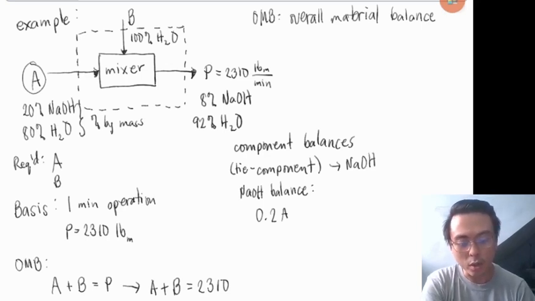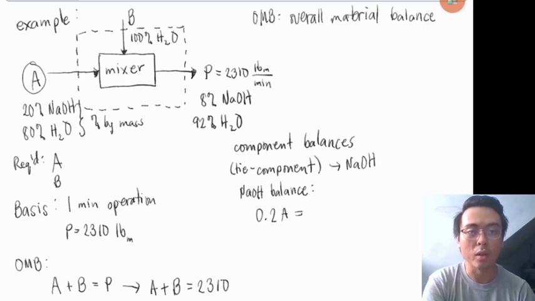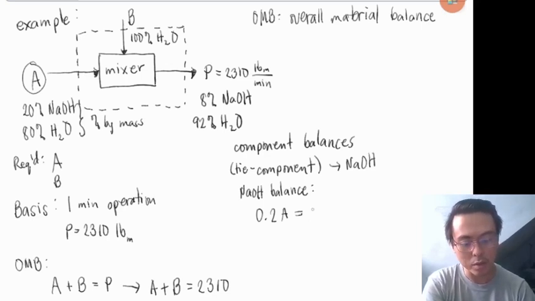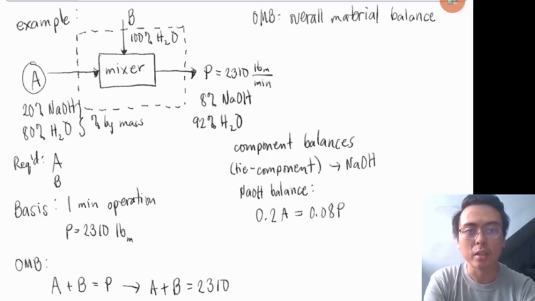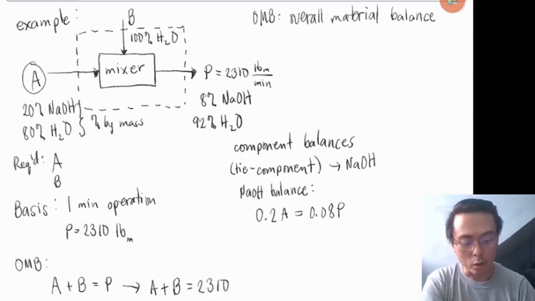Okay? And that should be equal to 8% of the output stream P, 0.08 P. That is your complete sodium hydroxide balance. Because sodium hydroxide is only involved in two streams, you should only have two terms in your material balance equation. Okay? Now, to simplify further, we can already substitute the value of P because it's a given, that's 2,310 pounds. So therefore, 0.2A is equal to 0.08 times 2,310. And as you can see, we can already solve for the value of A.